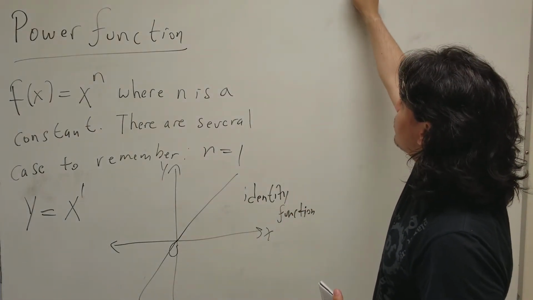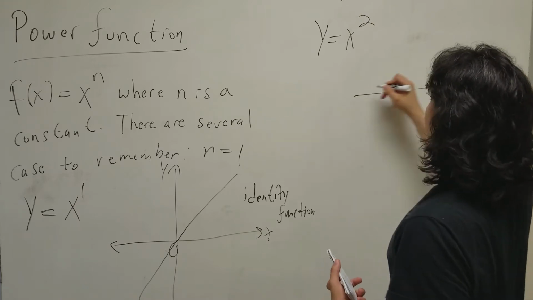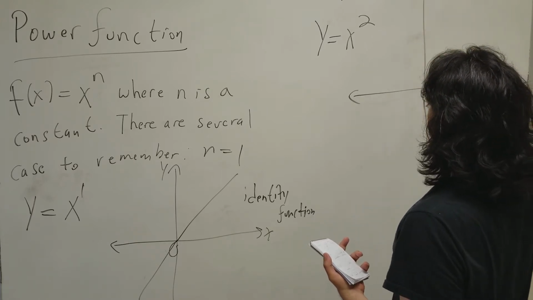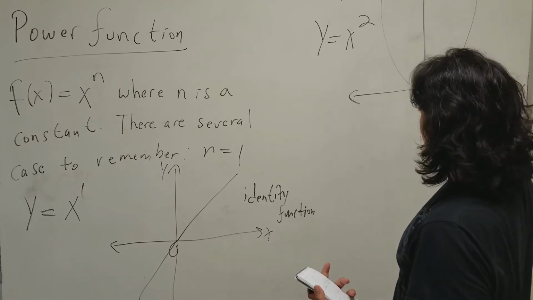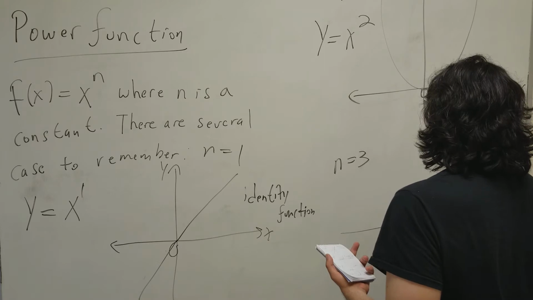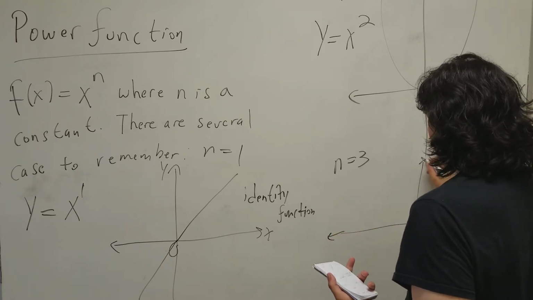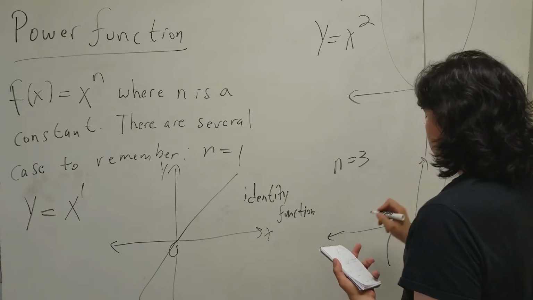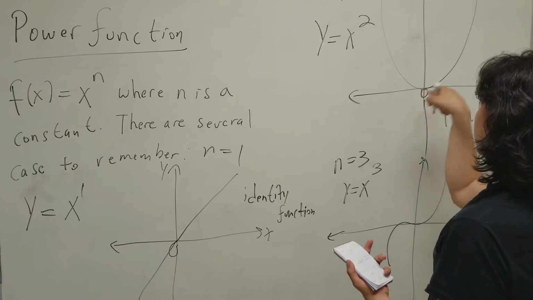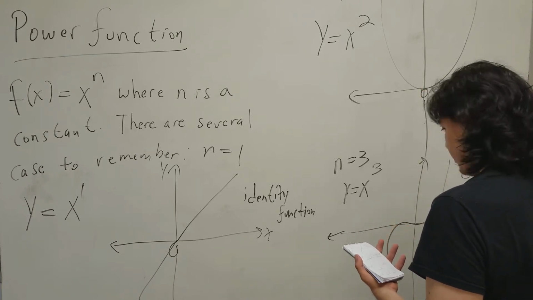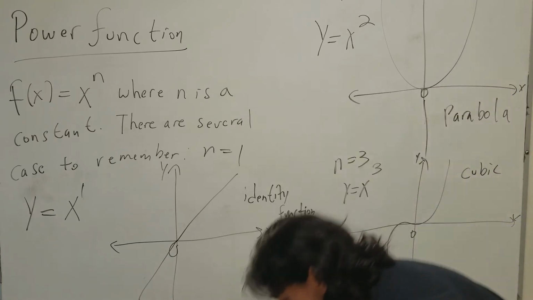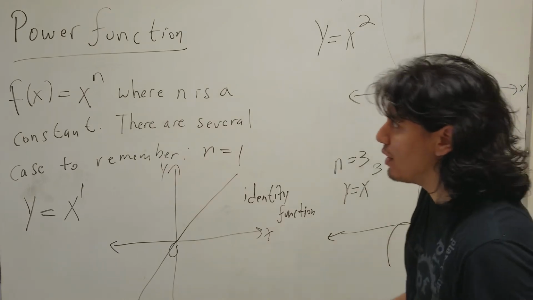Now let's say n equals 2, so y equals x squared. Our function looks like this. It's a parabola. And for n equals 3, y equals x to the 3rd, so it's again the same cubic. This is the cubic, and this is the parabola. Now what happens when n is higher than 3, let's say 4 or 5? Let's see what that looks like.